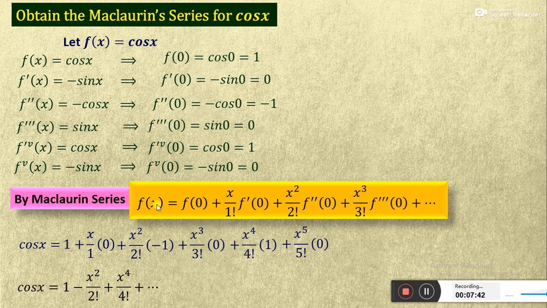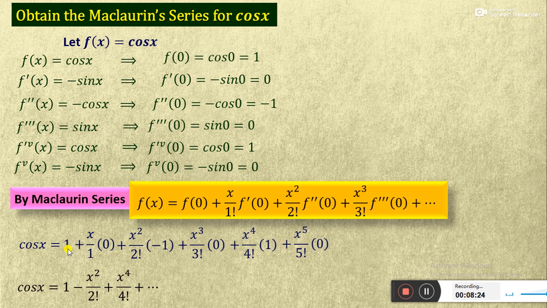Maclaurin series formula: f of x equal to f of 0 plus x by 1 factorial f dash of 0 plus x square by 2 factorial into f double dash of 0 plus x cube by 3 factorial into f triple dash of 0 plus etc. So cos x, f of x is cos x. Cos x equal to f of 0. F of 0 is 1. 1 plus x by 1 factorial into f dash of 0 is 0, plus x square by 2 factorial into f double dash of 0 is minus 1, plus x cube by 3 factorial into f triple dash of 0 is 0, plus x power 4 by 4 factorial into f fourth dash is 1, plus x power 5 by 5 factorial into f fifth dash is 0.